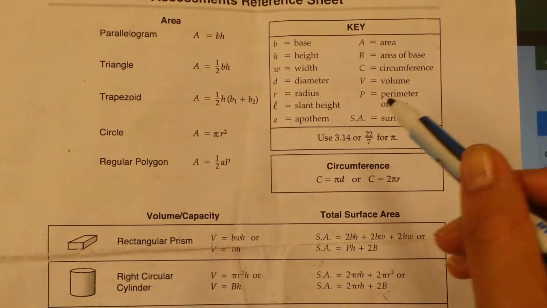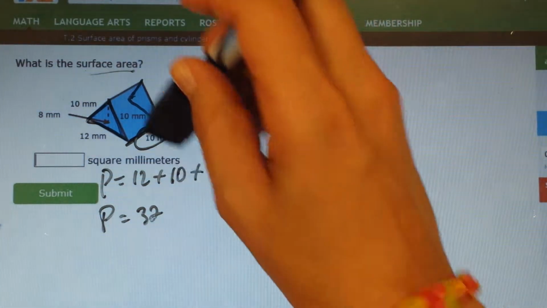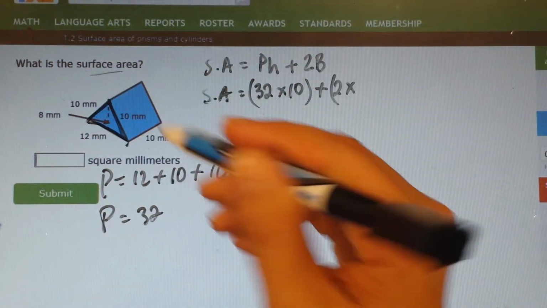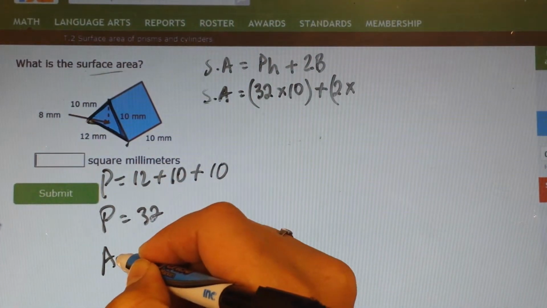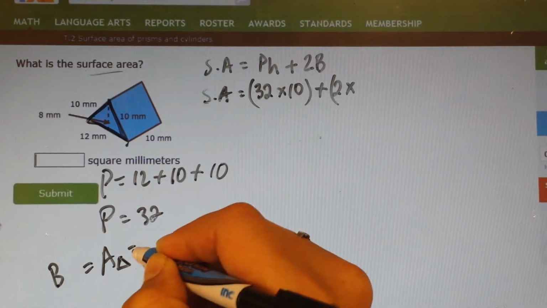Again, I don't know what capital B is. So I'm going to go up here and look at capital B. B is area of the base. So again, I'm just looking at the base. So ignore everything else and just look at the base. So area, capital B is area of this triangle.